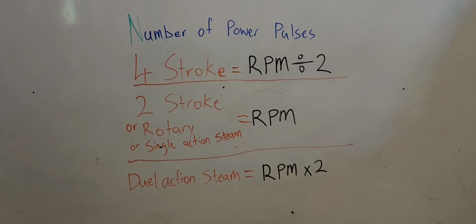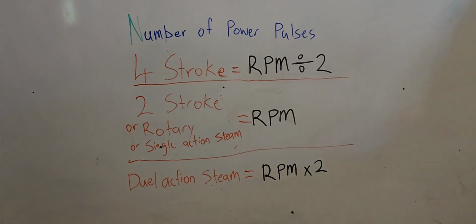Now, four-stroke engines require two revolutions to complete their entire cycle. So the number of power pulses will be divided by 2. Hence a four-cylinder engine will have only 2 power strokes per revolution. Moving on to your 2-stroke, all rotary or a single action steam engine, the RPM and the power strokes are equal.